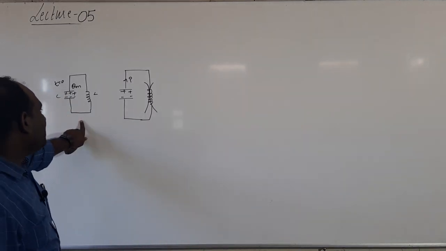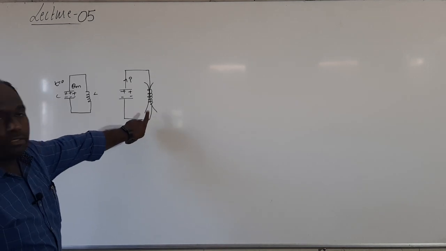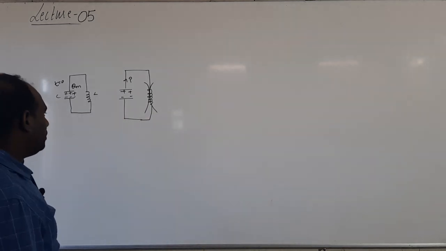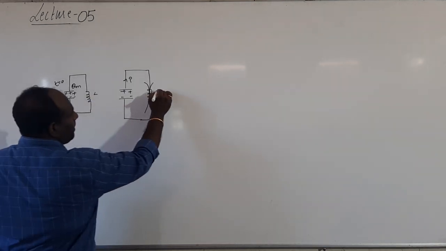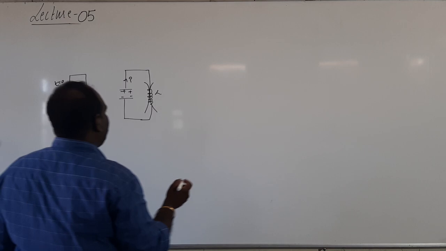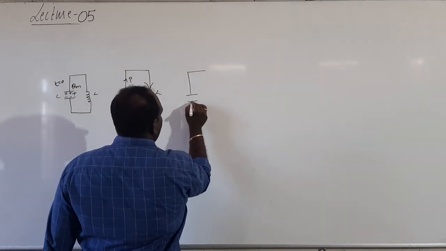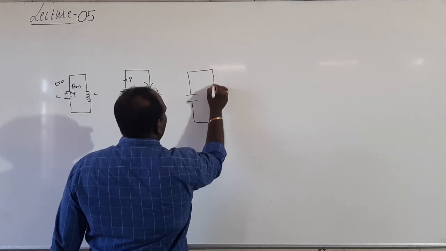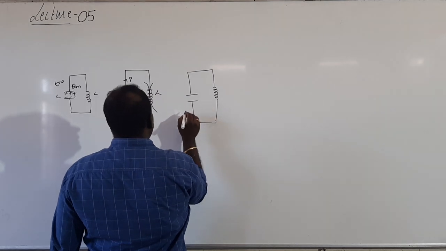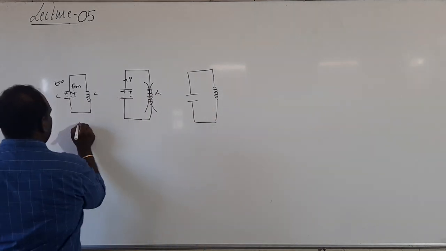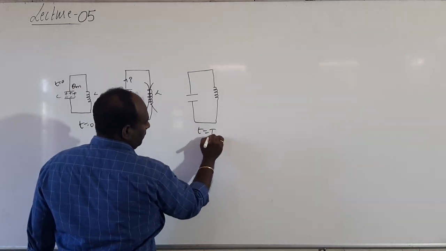Once the capacitor keeps on losing the charge, the inductor stores some energy. So the energy stored in the capacitor is transferred to the inductor. Now after some time, at t equal to T by 4, this is at t equal to 0, and here t equal to T by 4.